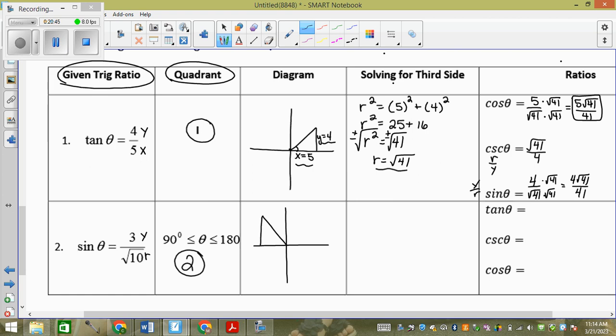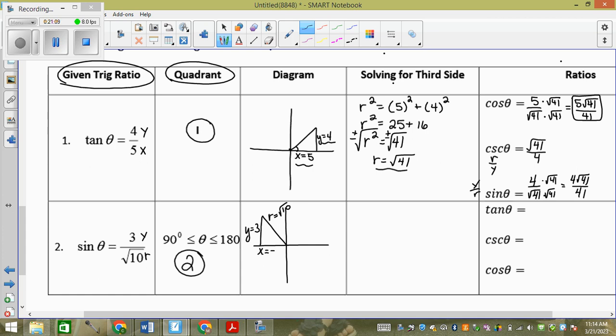So I know my r is root 10. I know my y is 3. And then because I drew it, I now know my x is negative something. So I put the negative sign there to help myself out. Because I'm going to take a square root, and I'm going to take a plus or minus, and I'm going to know that it's minus because I drew the diagram because it's in quadrant 2. Right? If not, you have a plus minus sitting there.